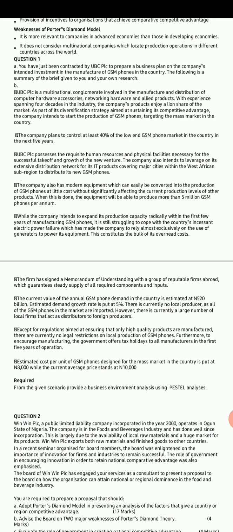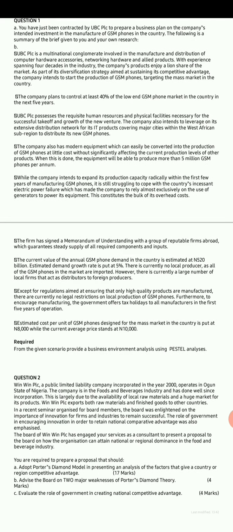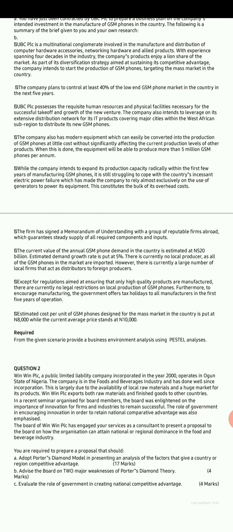Now we can see that the company has the required technology that it needs to convert the production into GSM phone. So we can put this factor under the technological environment, that is, the company is updated, it has the required IT and equipment it needs for the production. Now we'll continue. When this is done, the equipment will be able to produce more than 5 million GSM phones per annum.